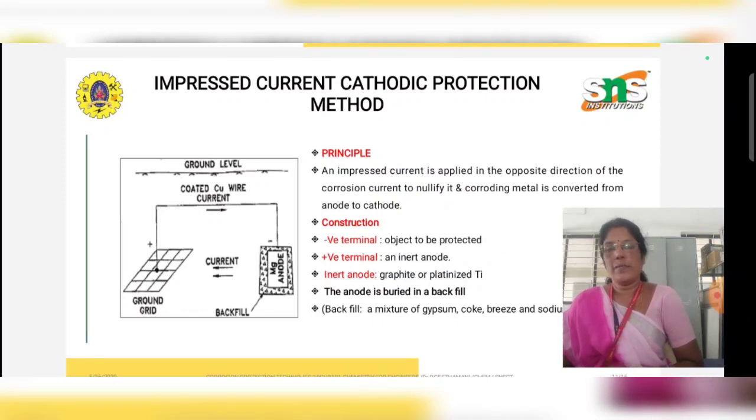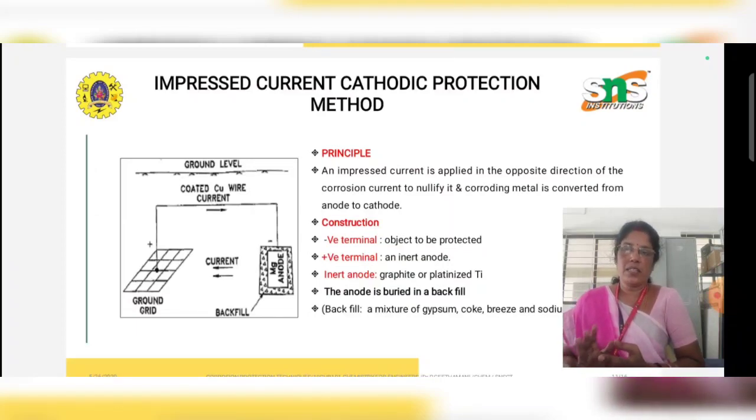So there are two types. One is sacrificial anodic protection, another one is impressed current cathodic protection. Already we have seen the sacrificial anodic protection. Some flaws or limitations in the sacrificial anodic protection will be completely removed in the impressed current cathodic protection. Sacrificial anodic protection has some advantages: a power supply is not necessary, but here the power supply is a must.